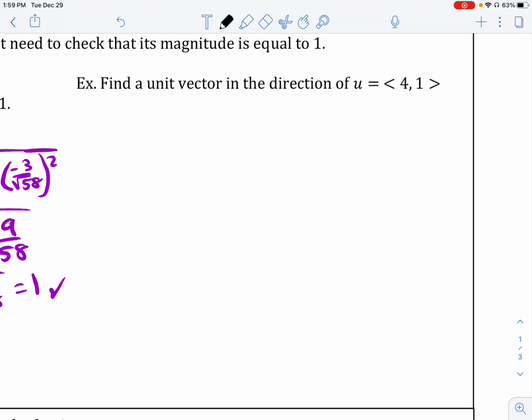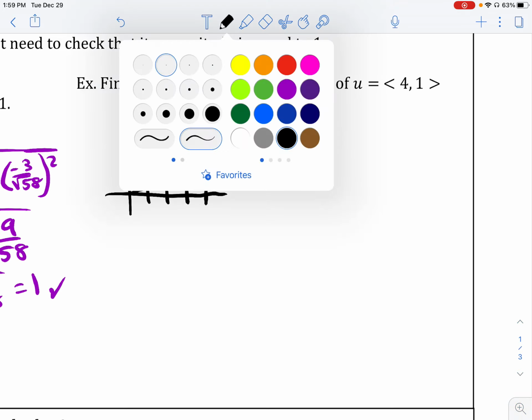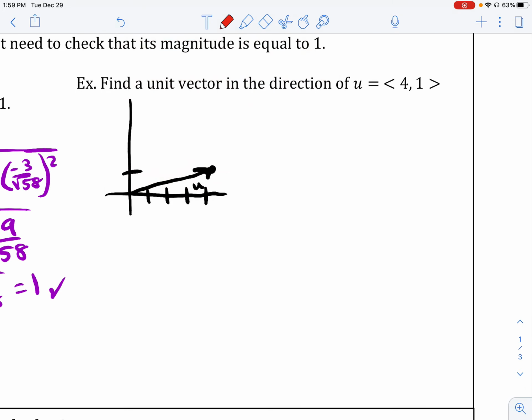Well, if you've given this problem a go, I just want to make sure that conceptually you're understanding what we're doing here. We currently have a vector u that has a terminal point of (4, 1). So this is what vector u looks like. There's vector u at the point (4, 1). What we're trying to do is find a vector that is also going in the same direction, but is going to have only a magnitude of 1.